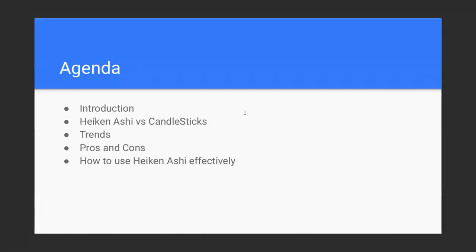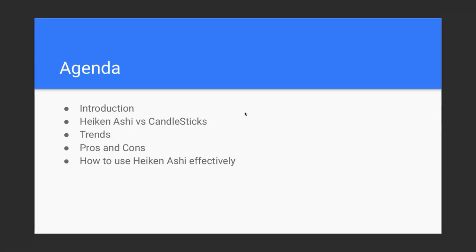First, we'll start with an introduction on why we are talking about Heiken Ashi today, followed by a comparison between Heiken Ashi and candlestick patterns. And then we'll talk about trends. How do we identify trends with Heiken Ashi? As you saw on the title page, Heiken Ashi is very good at identifying and staying in trends. So we'll talk about how we can identify a bullish trend, how we can identify a bearish trend, and how we can identify the reversal or the continuation of the trends.